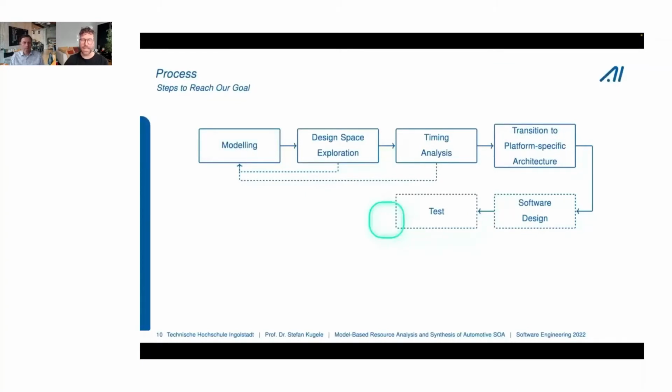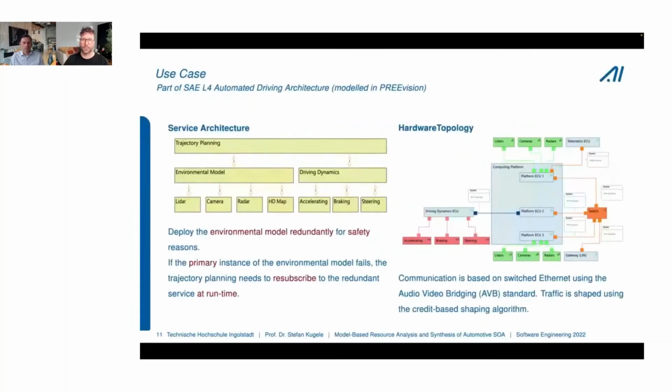Okay, let's start with an architectural model from a service perspective on the left-hand side. So in this case study, we do a level 4 automated driving, meaning we do not have a driver as a failover or backup system, but we have a redundant system as failover system.